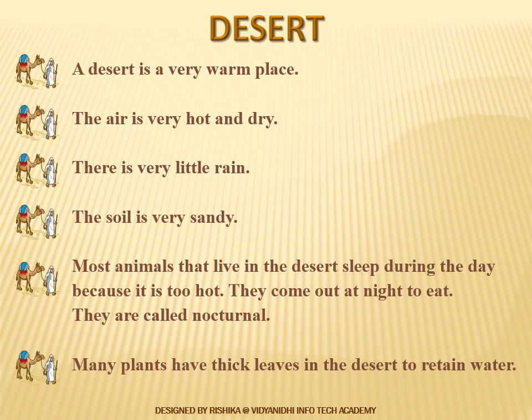Now let us talk about desert. A desert is a very warm place. The air is very hot and dry. There is very little rain. The soil is very sandy. Most animals that live in the desert sleep during the day because it is too hot. They come out at night to eat. They are called nocturnal. Many plants have thick leaves in the desert to retain water.